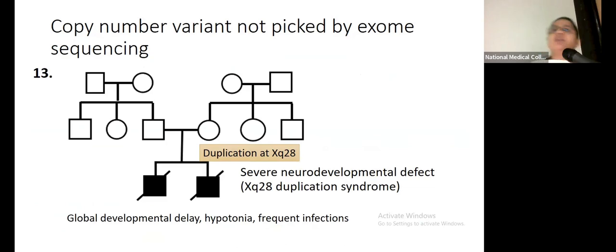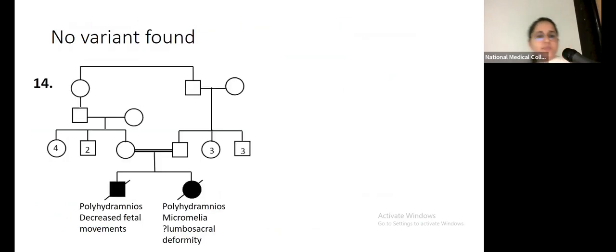So based upon this, we can offer a clinical diagnosis, but you must remember that this was actually picked up by a copy number variant tool on the exome sequencing, but not by a microarray. So this points out that there are many causative factors of the disease which cannot be picked up by next generation sequencing. In this case, we could not find any variant.